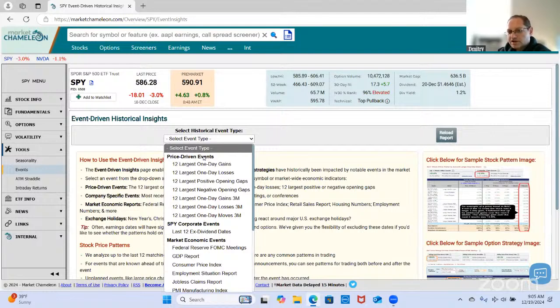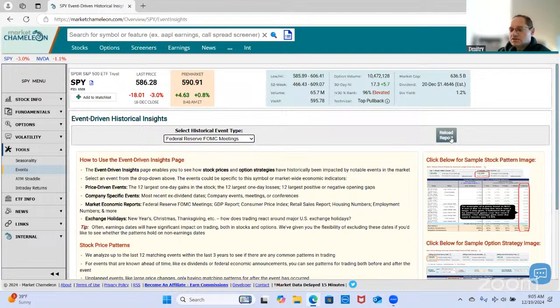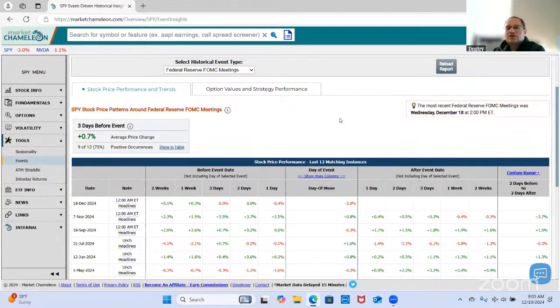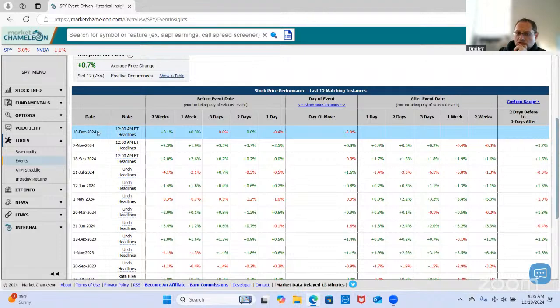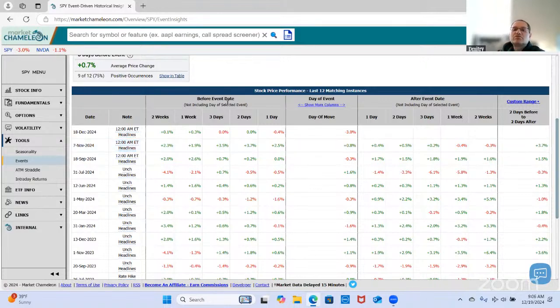If I go here, these are price events, so largest 1 day losses, 1 day gains, and the FOMC meetings, and so forth. Let's take a look at the FOMC meeting. If we click on FOMC meeting and hit reload report, what we see here is a historical table of what the stock did on the day of the Fed meetings, the day after, and leading up to it. This is before the event.